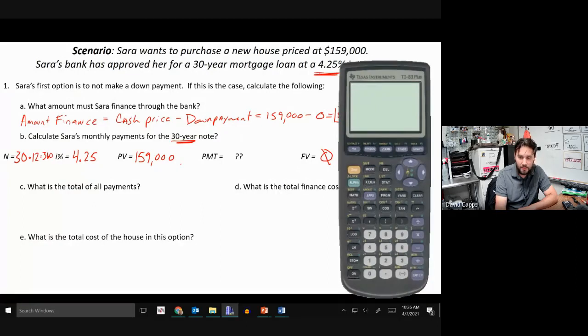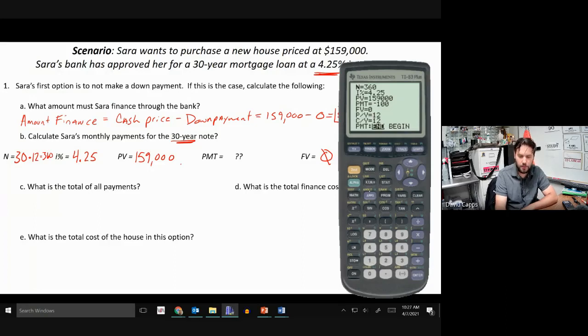Oh, sorry, quit out of that. Go to my apps, finance, TVM solver. This is going to be good for you to know, especially when you're trying to buy a house, trying to figure out your payments for something. So we're going to do a 30-year payment here. So 360 payments at 4.25% interest. And we're buying the house for $159,000. We're trying to figure out the payment, so we'll skip that for now. The future value we want to be 0, and payments per year 12, and we'll put it at the end.